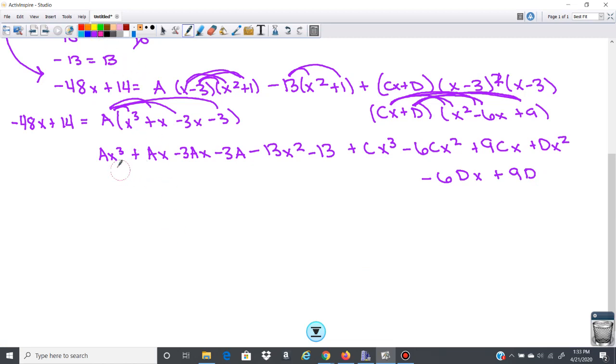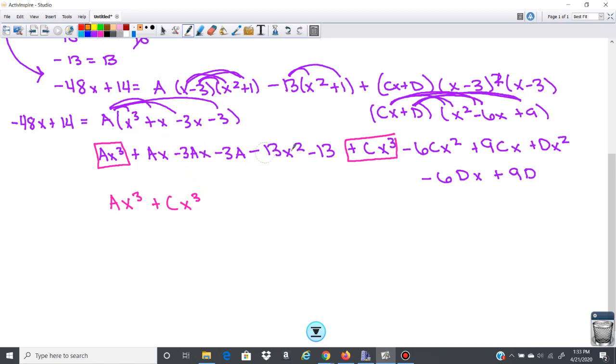So I'm going to come here and in pink, I'm going to do all my x cubes. So I've got an ax cubed and it looks like a cx cubed. And then that should be it. So I've got ax cubed plus cx cubed.